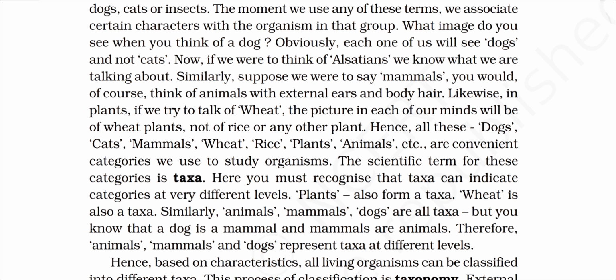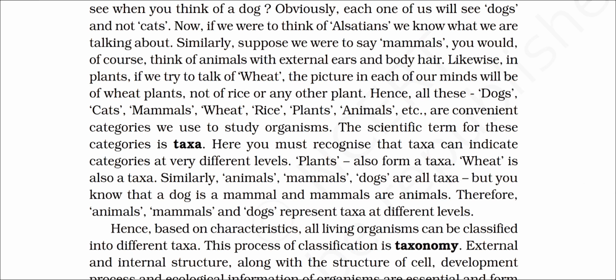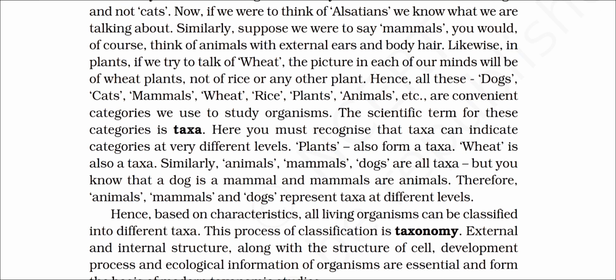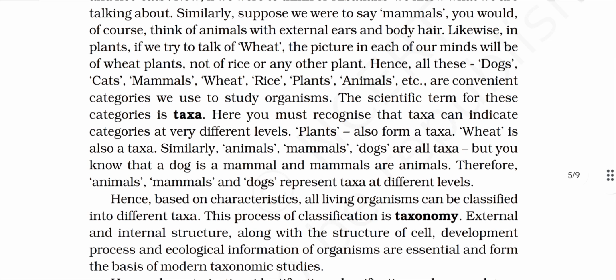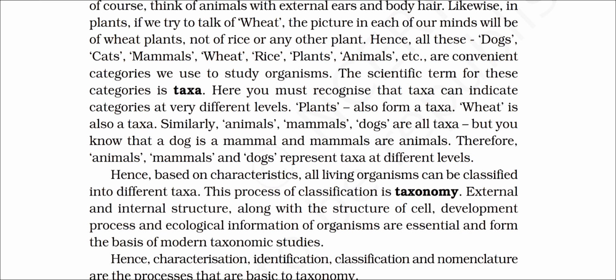What image do you see when you think of a dog? Obviously, each one of us will see dogs and not cats. Now, if we were to think of Alsatians, we know what we are talking about. Similarly, suppose we were to say mammals, you would of course think of animals with external ears and body hair. Likewise, in plants, if we try to talk of wheat, the picture in each of our minds will be of a wheat plant, not of rice or any other plant.